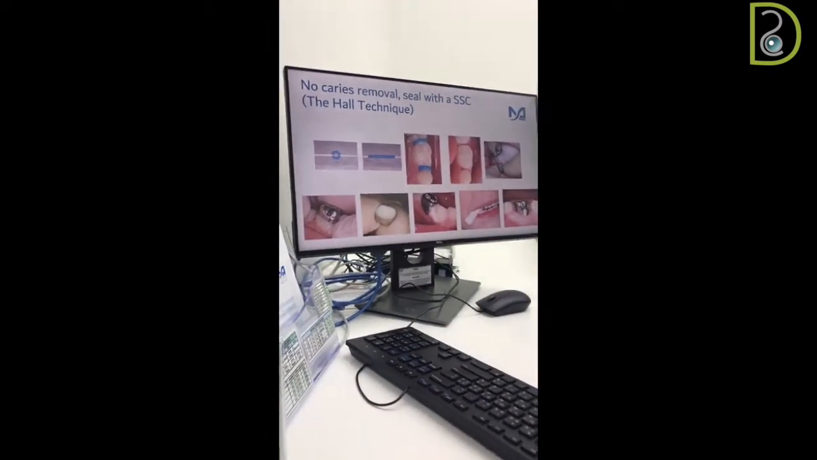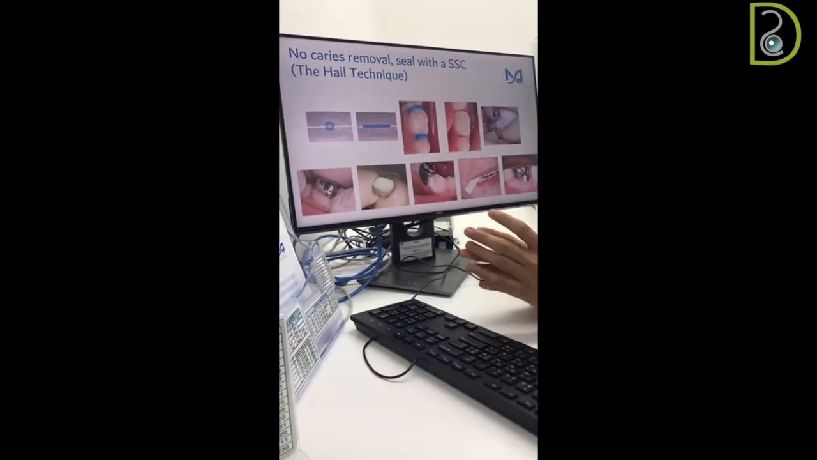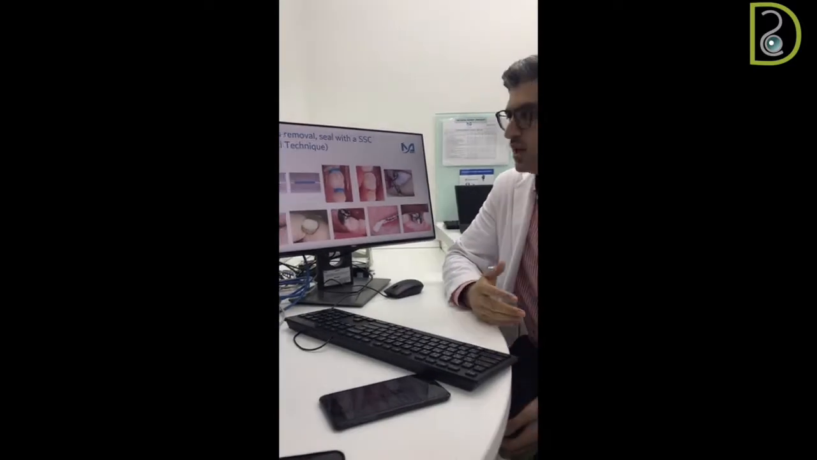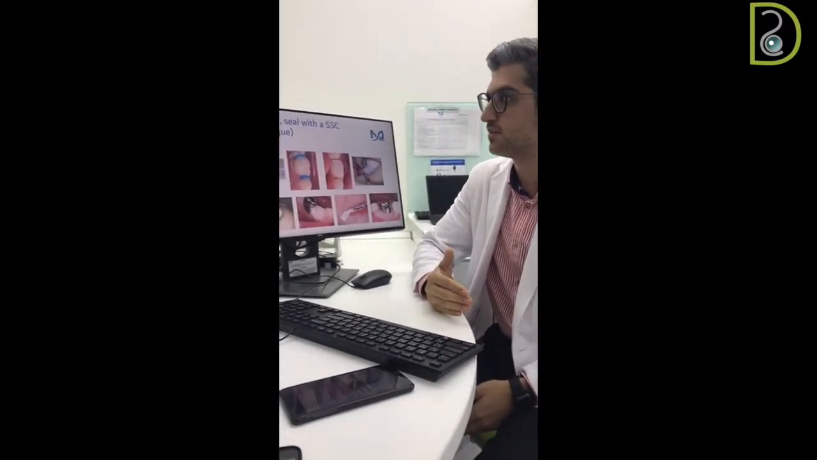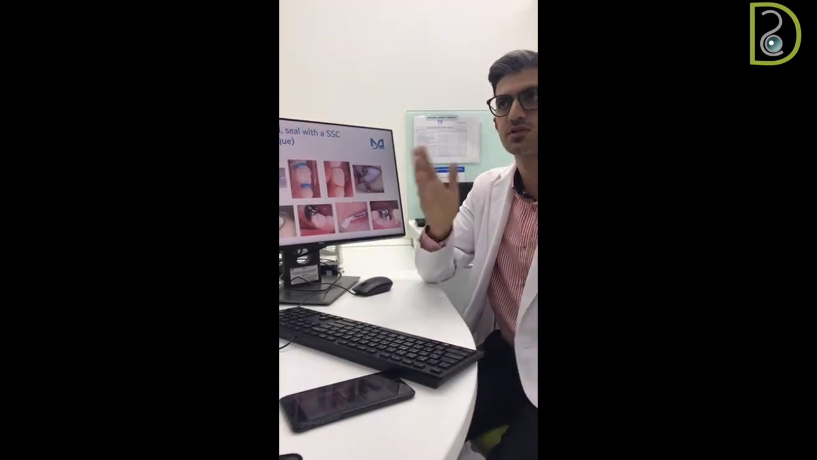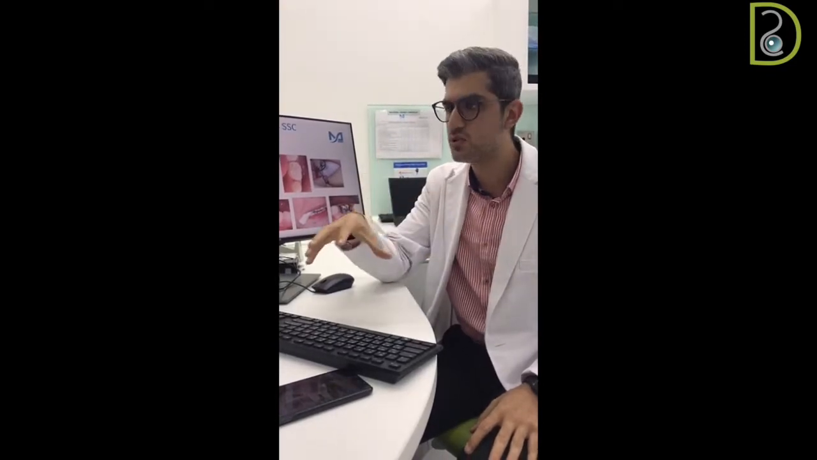So let's talk about the Hall technique now, the procedure itself. As we say, for the Hall technique, we don't have any caries removal, we don't need to give any local anesthesia, and we don't need to do any preparation. So let's go back to the conventional stainless steel crown placement. How would we do it? We anesthetize the tooth, and then we do the occlusal preparation, the mesiodistal preparation, and then we choose our crown and cement it with the GIC.